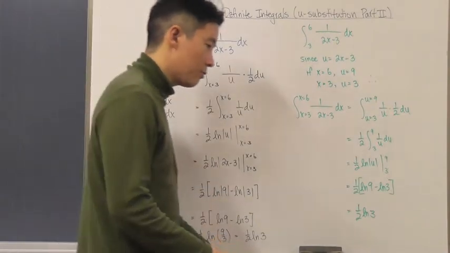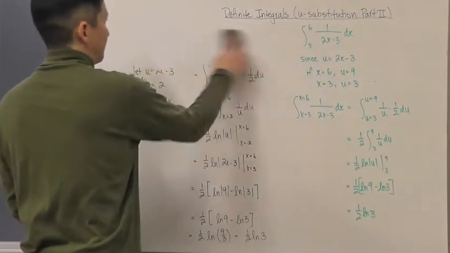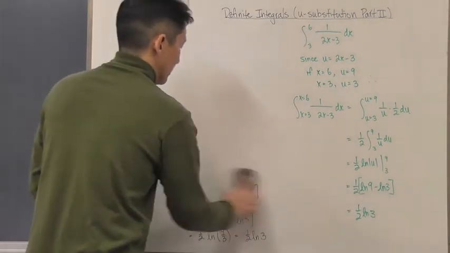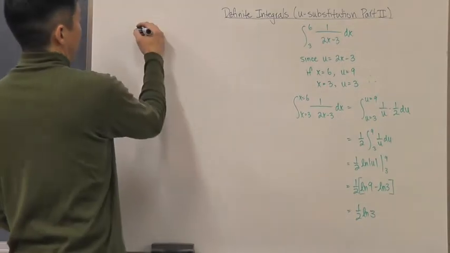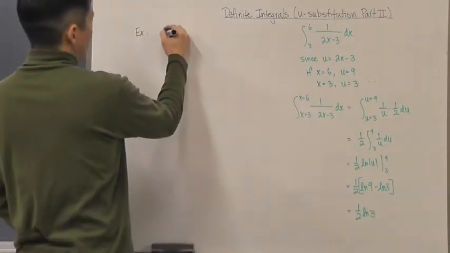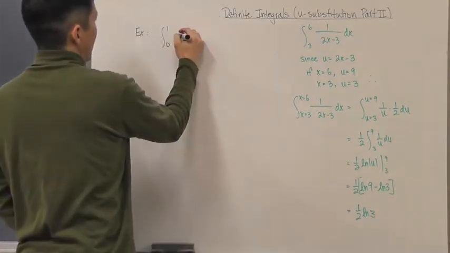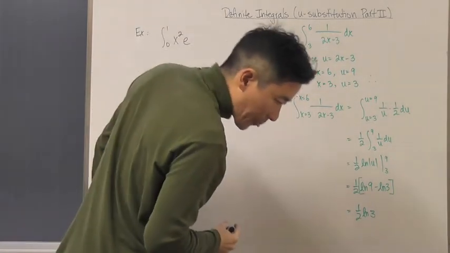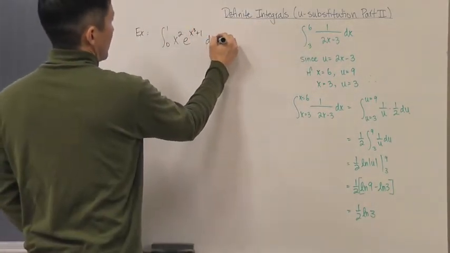Okay? Let's just do one more, just to be on the safe side, to make sure that everybody's clear as to how to work these out. Okay, let's see if you can do this one. This one says you have the integral from 0 to 1 of x squared e to the x cubed plus 1 power dx.